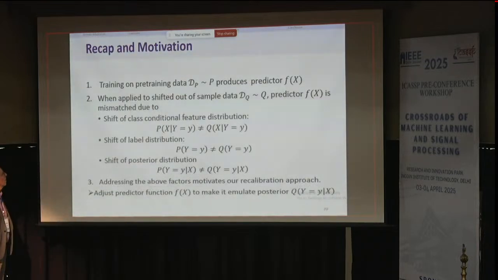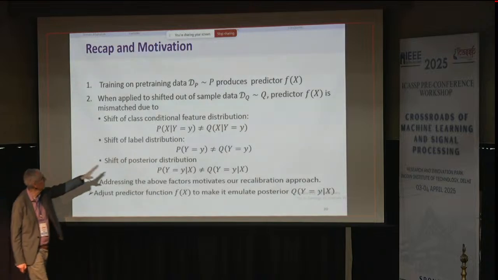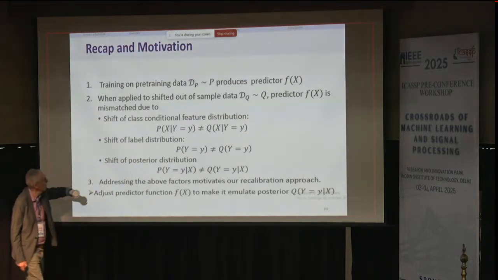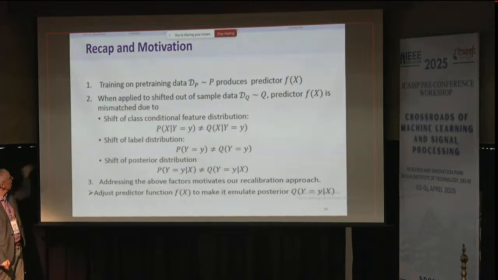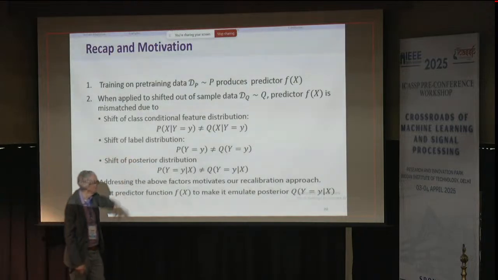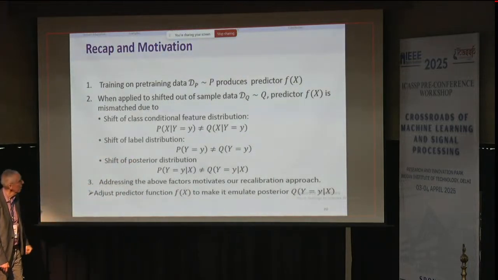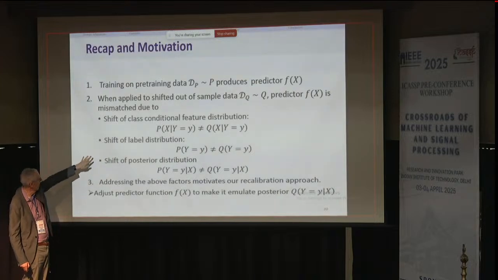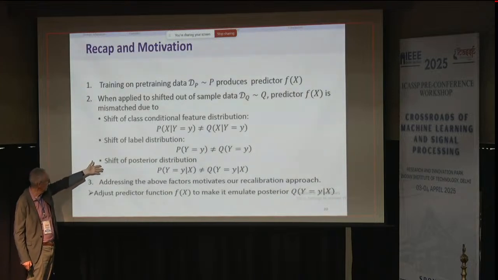All right, so the recap here is: if you pre-train using some data D_P with a distribution P, that P applies to both the response and the feature distributions. That's a joint probability. That produces some predictor f(x), using, say, a neural network applied to this training data with distribution P. And then when you apply it to shifted out-of-sample data, which I call D_Q, that has some different distribution Q, the predictor can be mismatched either because of a shift of class conditional feature distribution, shift of label distribution, or in both cases, that produces a shift to the posterior.